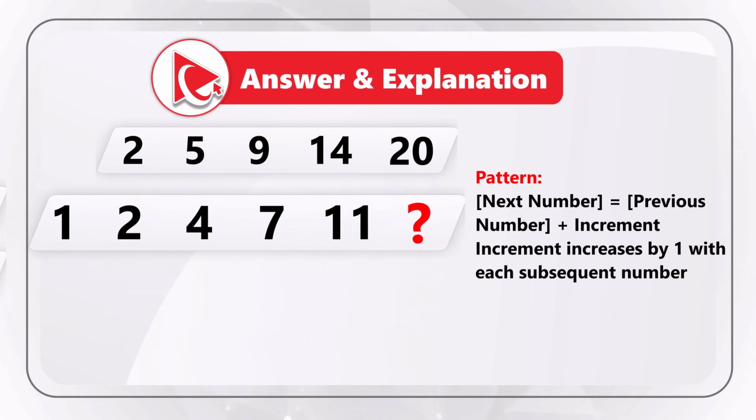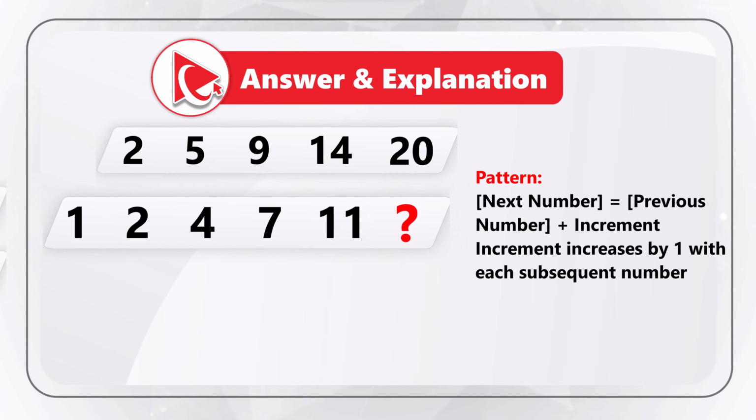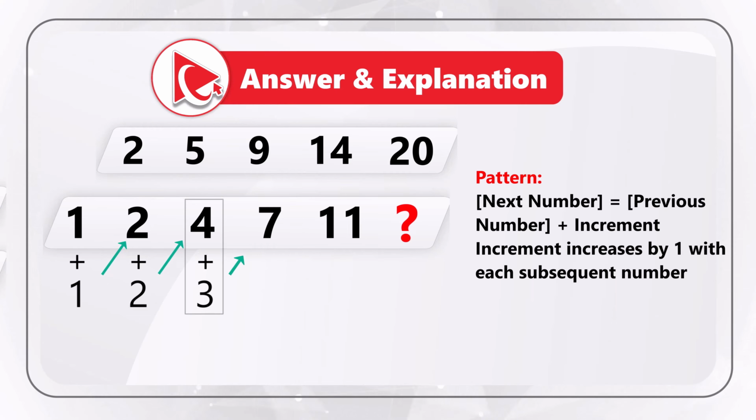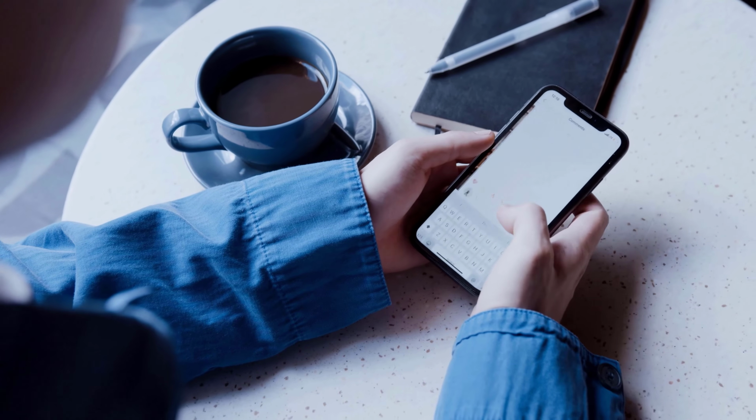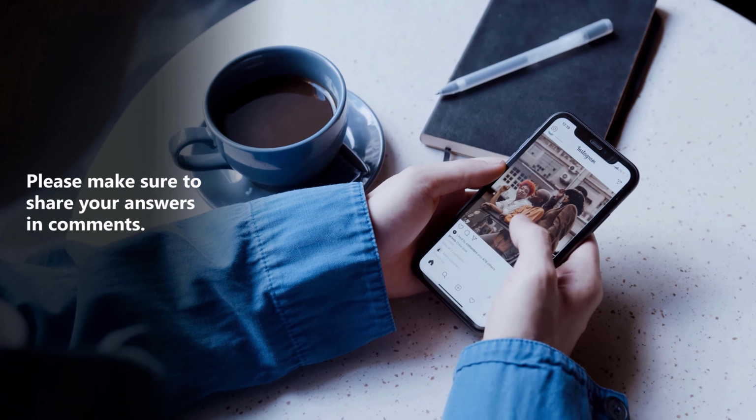1 plus 1 equals 2. Increment increases by 1, so 2 plus 2 equals 4. 4 plus 3 equals 7. 7 plus 4 equals 11. And last calculation, 11 plus 5 equals 16. So the correct answer here is choice A, 16. Did you get to the same answer? If not, maybe you have a better way to solve it, so please make sure to post in comments so we can all learn.